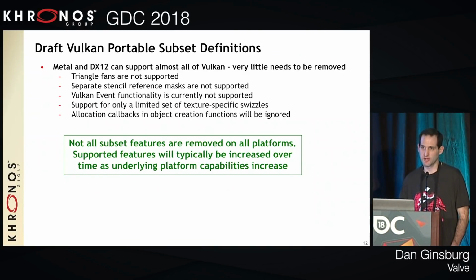So as more underlying API features become available in Metal and DX12 or DX13, whatever, these features may get supported in the future. But having a formalized definition will mean your application can check at runtime whether these features are available and respond appropriately. It means we can have validation layers that check it, and also the device simulation layer.